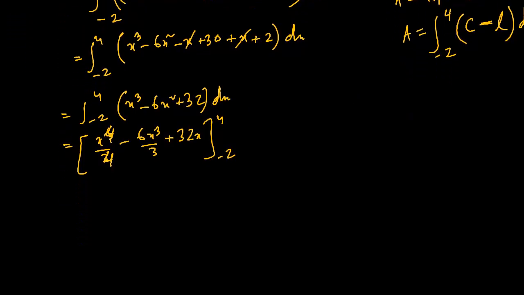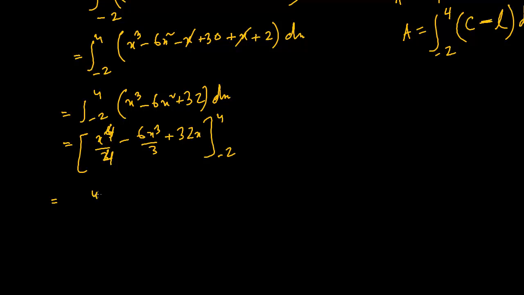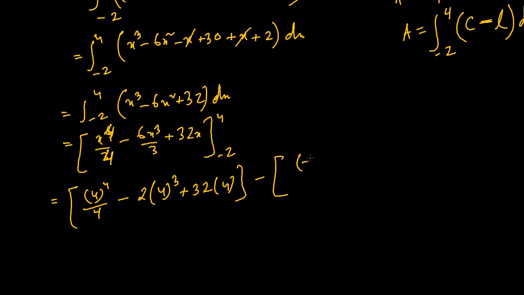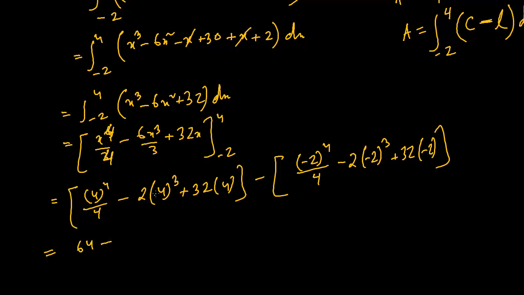It's a good idea to simplify your answers, so we can write 4 to the power 4 by 4, putting the value of x first, minus, if we cancel this, 6 by 3 is 2, 4 cubed, plus 32 times 4, subtract, this would be -2 to the power 4 by 4 minus 2 times (-2) cubed plus 32 times (-2). So this is going to be 4 to the power 4 divided by 4, which is 4 cubed, so this is 64, minus 2 times 4 cubed is 128.